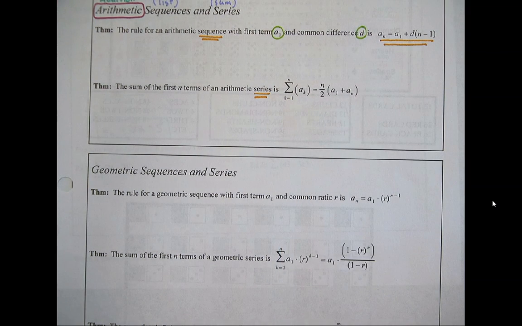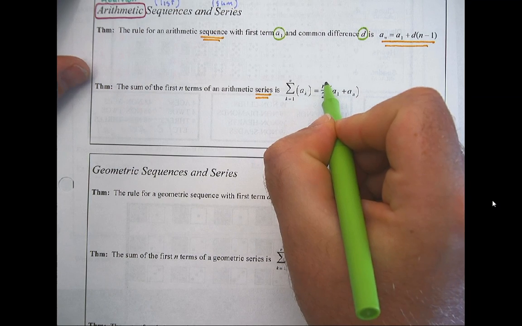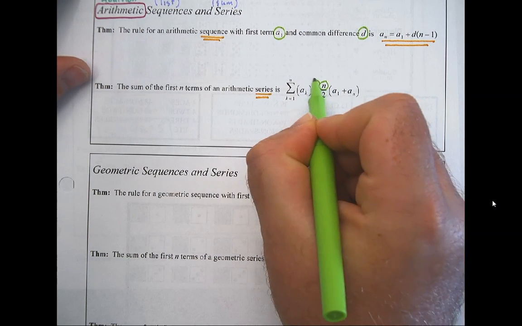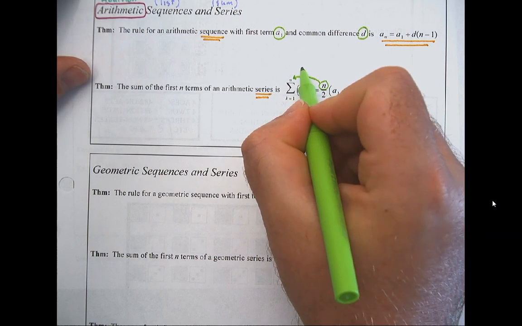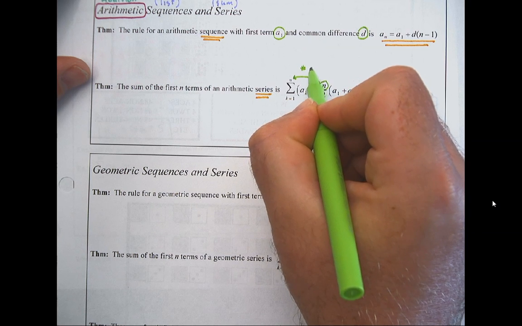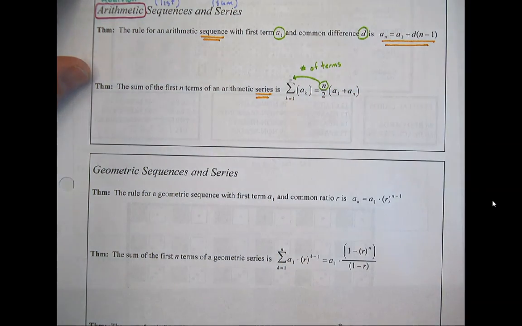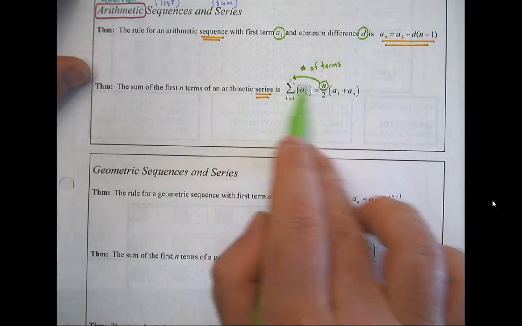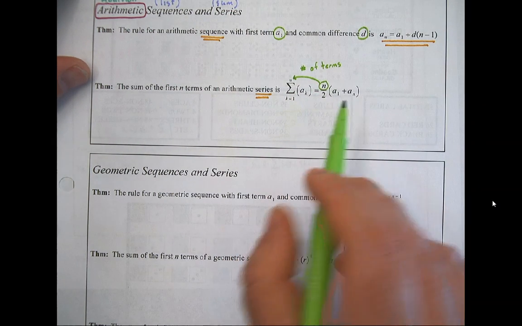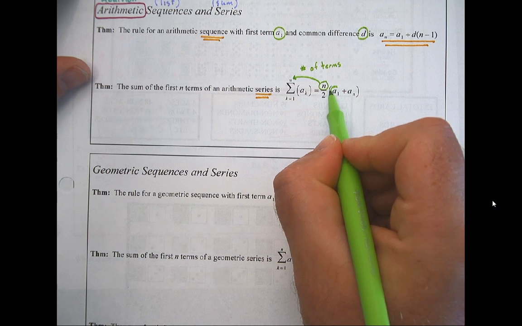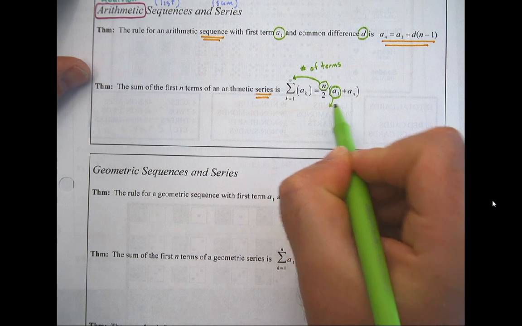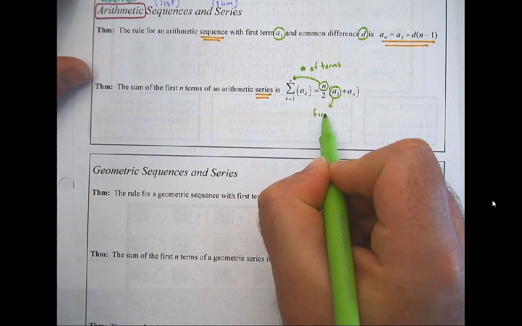So let's leave a little note to ourselves about what these things are. What does n stand for? N comes from this. That's the number of terms. How many terms do we have in the sequence? That's this value here. Then we also have a sub 1, which we've talked a lot about. That's called the first term.